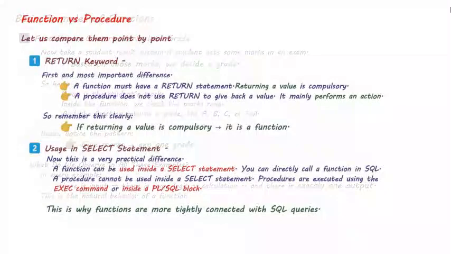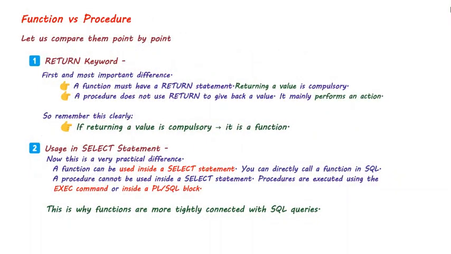Function versus procedure. Many beginners get confused between a function and a procedure because they look very similar. But once you understand a few key differences, the confusion completely disappears. Let us compare them point by point. Return keyword. First and most important difference. A function must have a return statement. Returning a value is compulsory. A procedure does not use return to give back a value. It mainly performs an action. So remember this clearly. If returning a value is compulsory, it is a function.